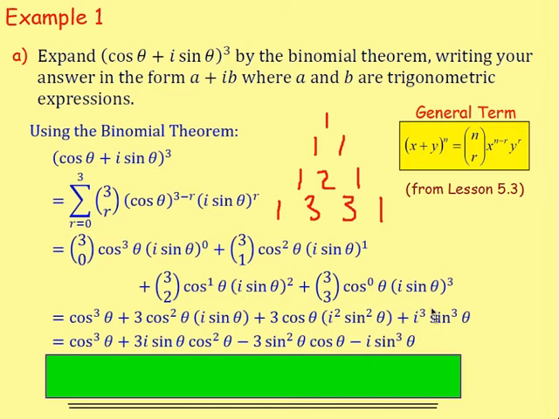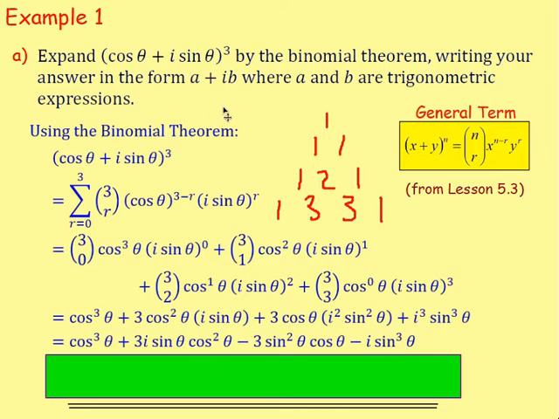And i cubed, well, if you think about that, that's i times i times i. i times i, or i squared, is -1. So we'd have -1 times another i. So -1 times i will give us negative i. And we'll still get this sine cubed theta.